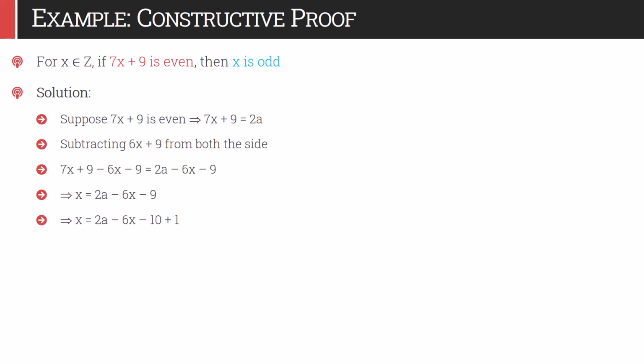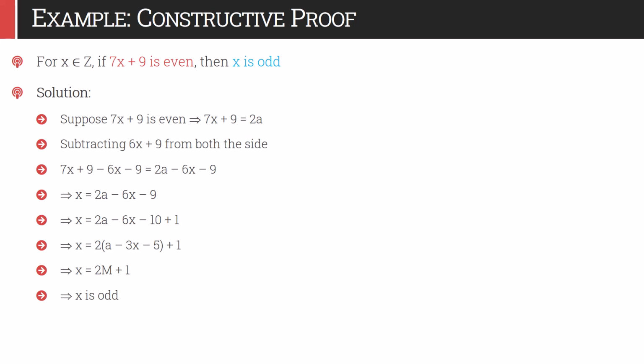Minus 9 I am rewriting as minus 10 plus 1. Now I can take 2 common in the first 3 terms. So I can write it down as x is equal to 2 times (a minus 3x minus 5) plus 1. The a minus 3x minus 5 term could take any value, maybe odd or maybe even. We don't worry. Fine. So let's call it m. So we have x is equal to 2m plus 1. 2m is definitely going to be even because any number we multiply with 2 is going to be even. So 2m plus 1 will be odd. Right? 2m plus 1 will be odd, and that proves that okay, x is odd.